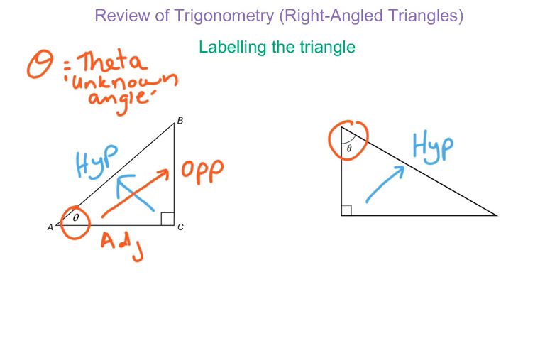That's adjacent to theta. So looking at our second triangle, because theta has changed positions, that means we change the naming of our sides. So that's why you need to be very mindful of where your opposite and your adjacent side will be in order to label our triangles.